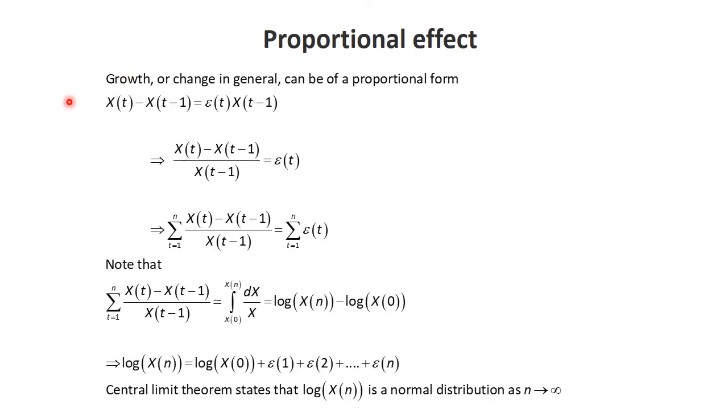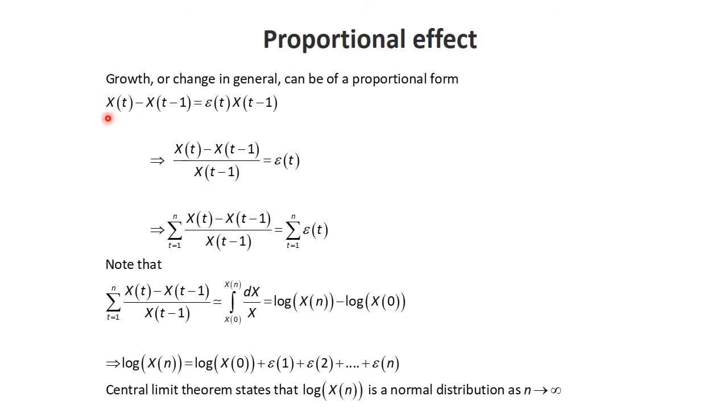One potential answer lies in what is called a proportional effect. The proportional effect occurs when we're looking at growth or change in general. And so growth is typically of what we call a proportional form. So imagine I'm growing a crystal. You can imagine that I have a certain crystal of certain size, volume, weight at some particular time. And I look to grow this crystal at the next time.